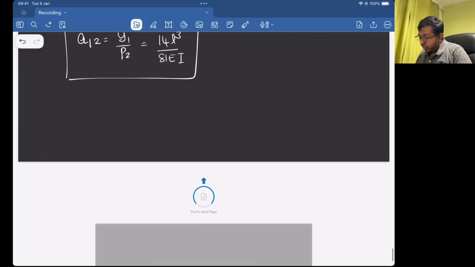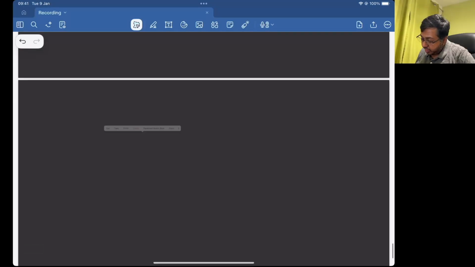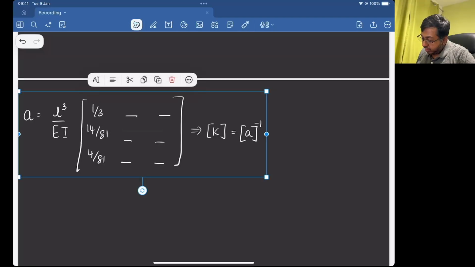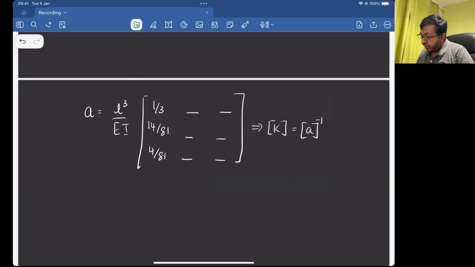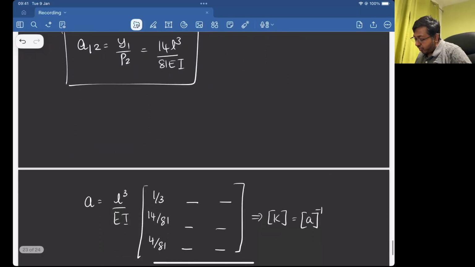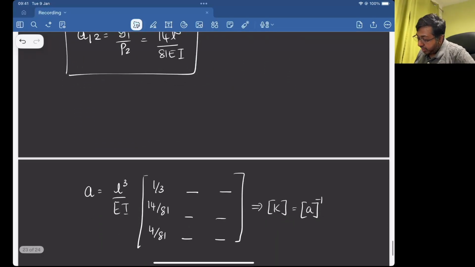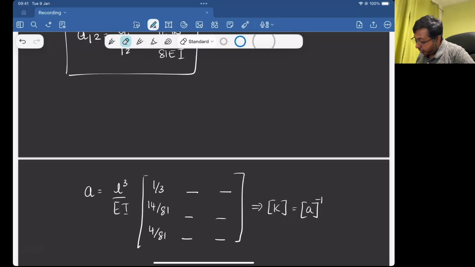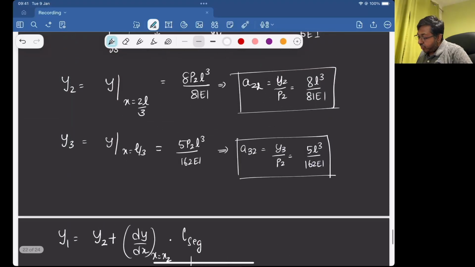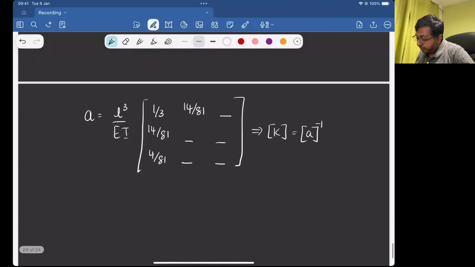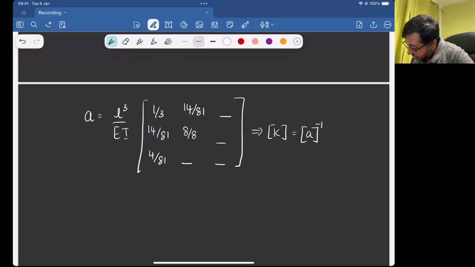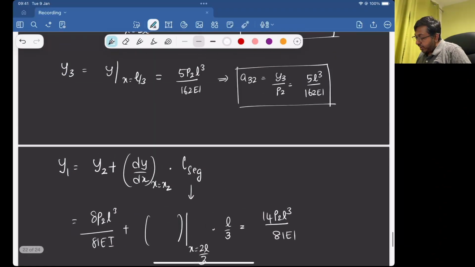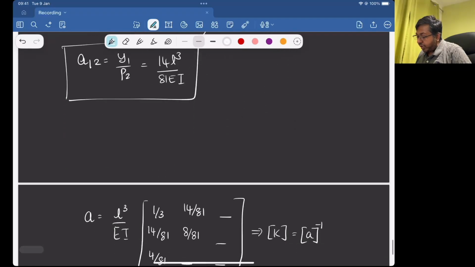And we'll try to paste it out here. So we have some new terms available. A12 is 14 over 81 because we have removed out L cube over EI. So we have A12 is nothing but 14 over 81. Then we have A22 is 8 over 81. And A32 is 5 over 162.